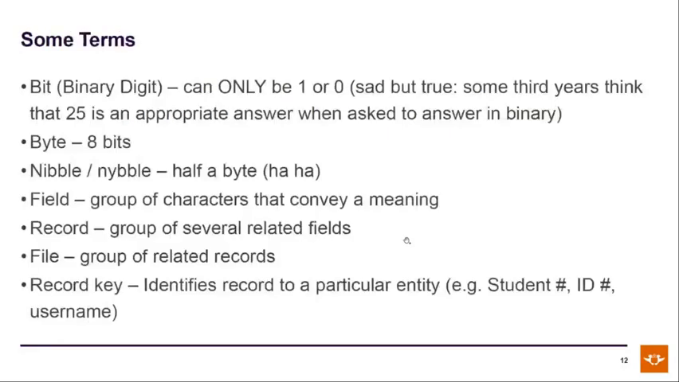Some terms that you need to be aware of, things that we discussed: a bit, a binary digit, which can only be a 1 or a 0. You've got a byte, which is 8 bits. You've got a nibble, which is half a byte. You've got a field, a group of characters that convey a meaning. So this is now the data type itself.